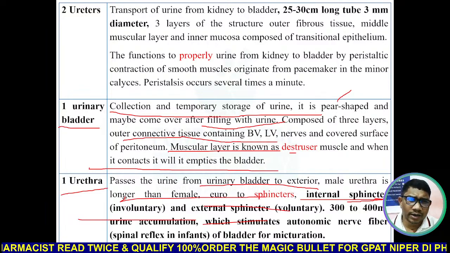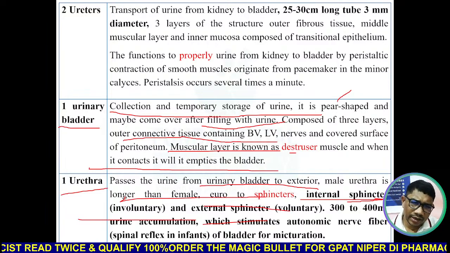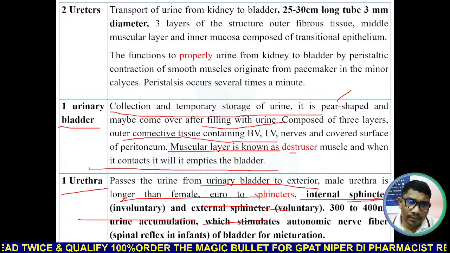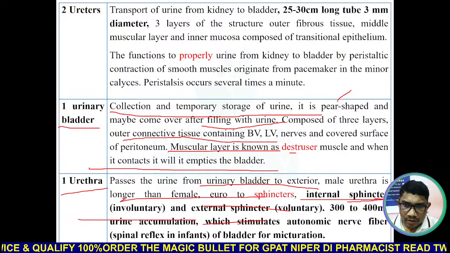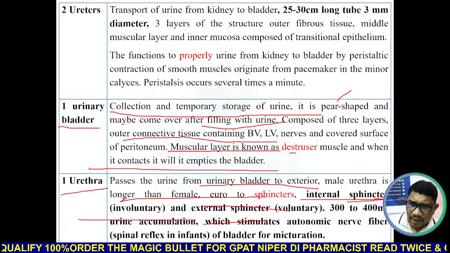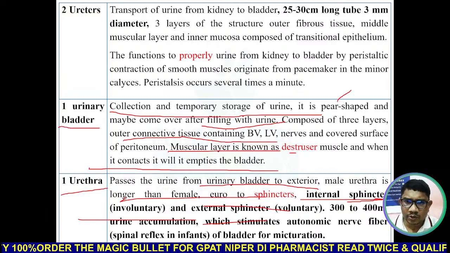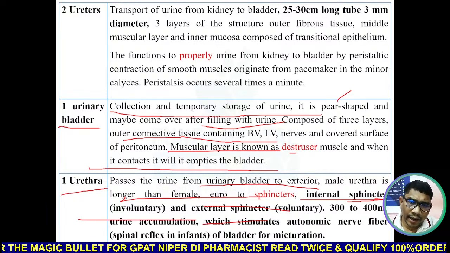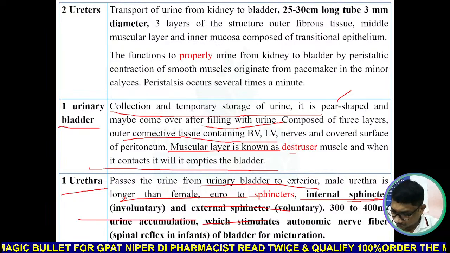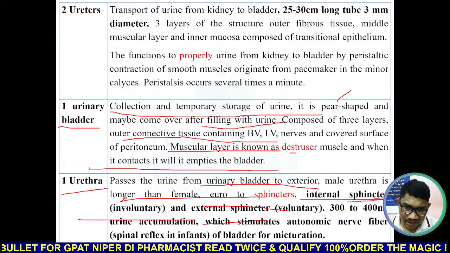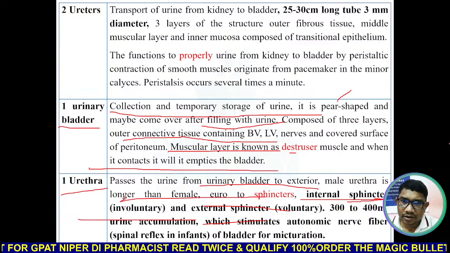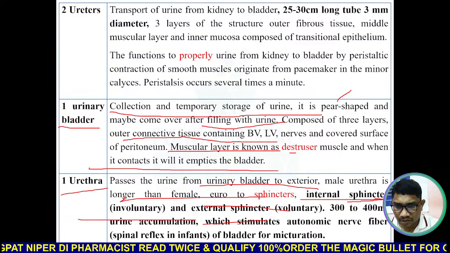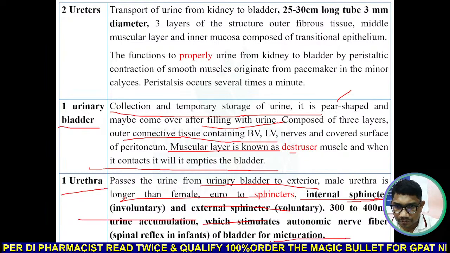When around 300 to 400 ml of urine accumulates in the bladder, it stimulates the autonomic nerve fibers via a spinal reflex in infants, and the bladder undergoes micturition.